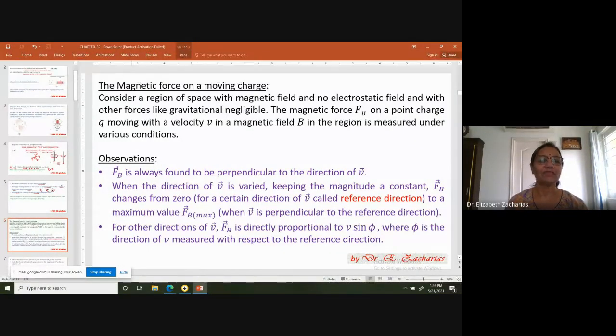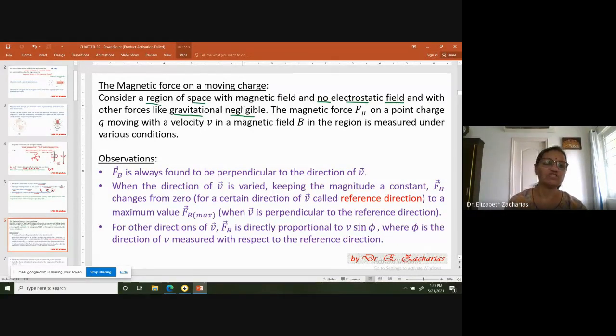Tit for tat. Okay, so now consider a region of space where there is a magnetic field, and also ensure that there is no electrostatic field, because an electric field can also apply its own force. So we don't want that effect. It's a thought experiment, okay? You're also going to ensure that other effects like gravitational forces don't exist there. You're going to do it in a chamber where the gravitational force is not there, electrostatic force is not there, only a magnetic field is there.